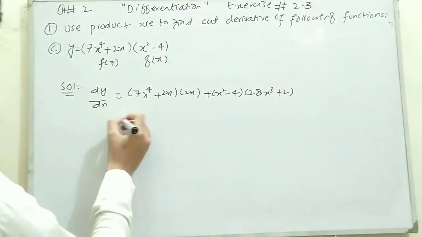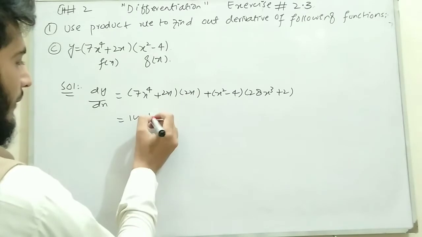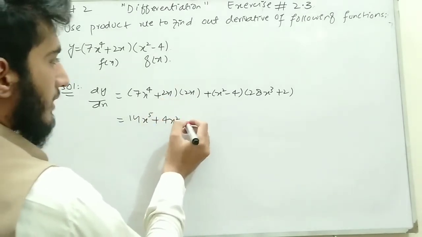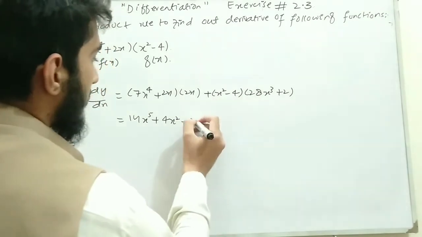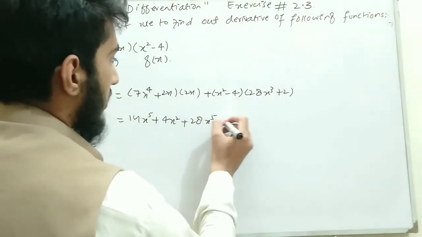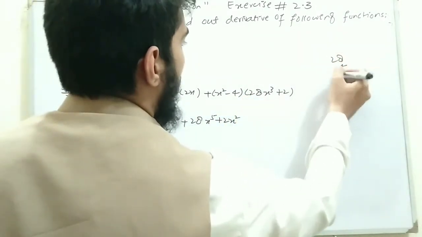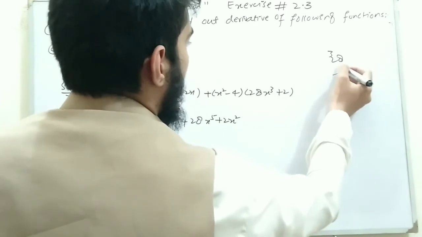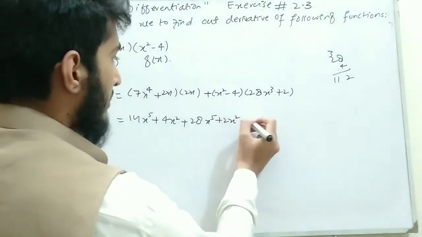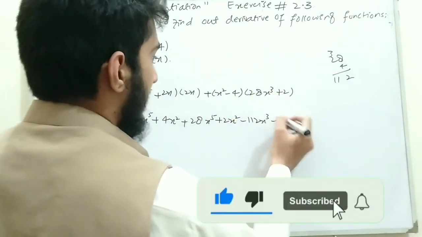After simplification, 7 times 2 gives us 14x^4, and times x gives us x^5. 2 times 2 gives us 4x², and after this 28 times 1 gives us 28x^5, and x² times 2 gives us plus 2x². 28 times 4 gives us 112 (the 8 and 3 carried give 11), so it will give us minus 112x^3, and minus 4 times 2 gives us minus 8.